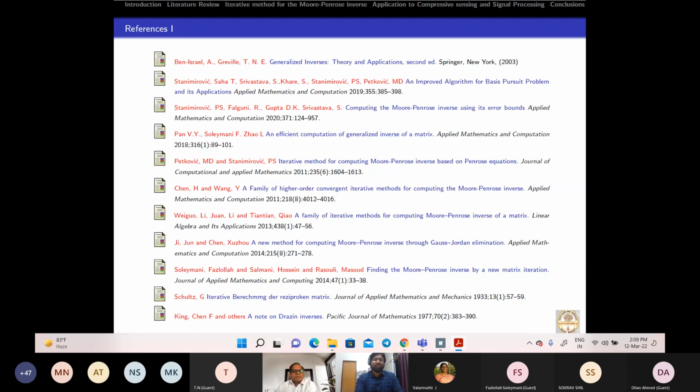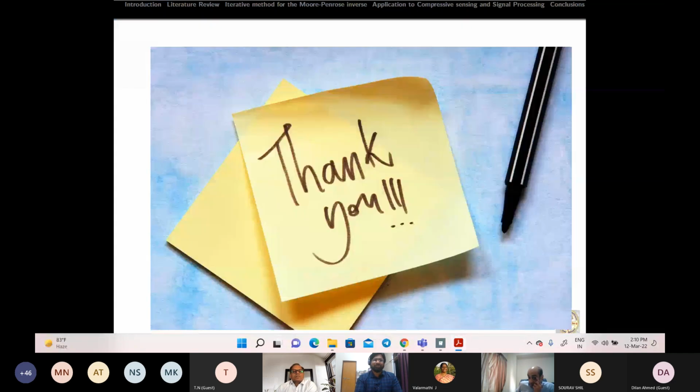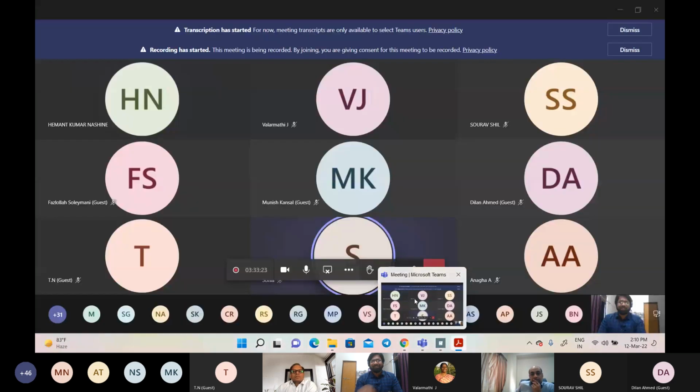This is one last thing: references. The most important reference here is the book by Ben-Israel and Greville, Generalized Inverses: Theory and Applications. This is the most basic book. If you want to work in this area, first you have to read this, at least a few chapters. If you study a few chapters, you will get the idea and then you should start working in this area. Thank you so much. Thanks a lot for listening to me.